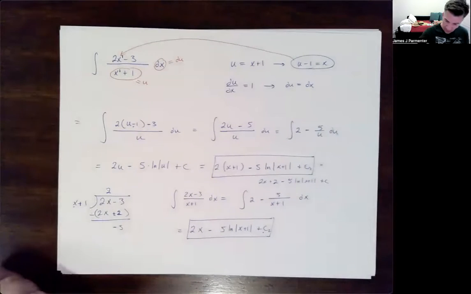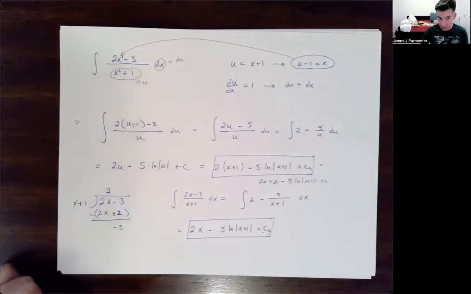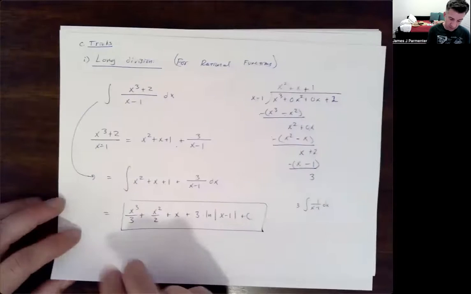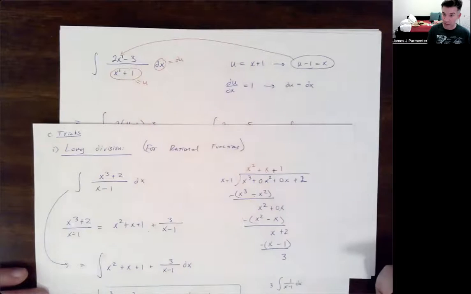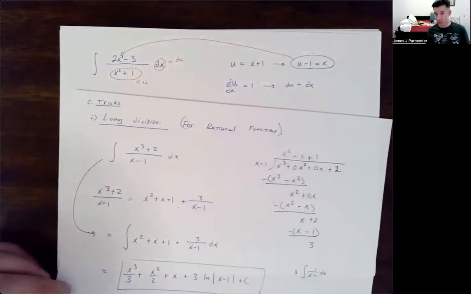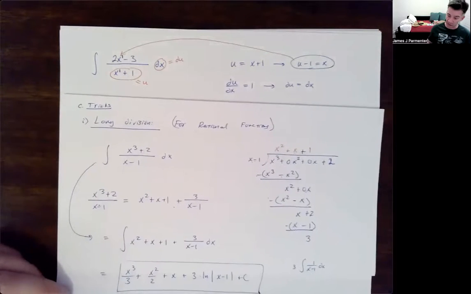So polynomial long division, as long as you have a rational function where the degree on top is greater than or equal to the degree on the bottom, then you probably should do polynomial long division before doing anything else.